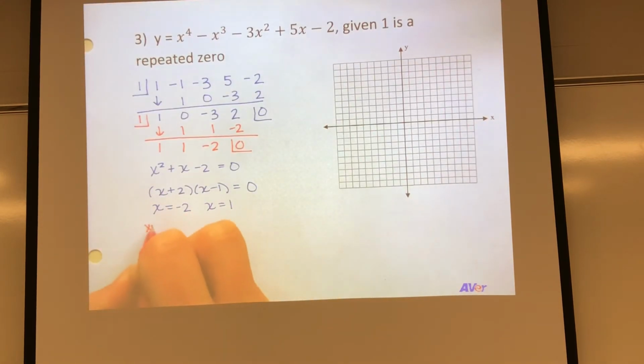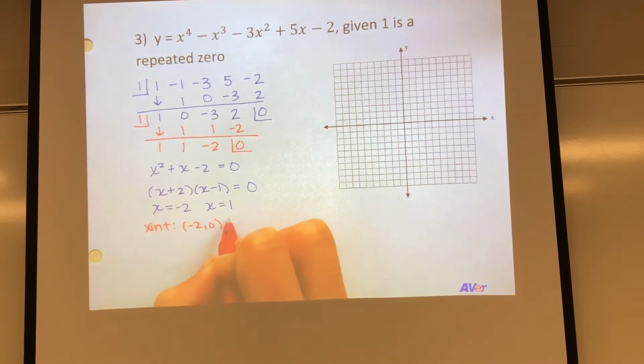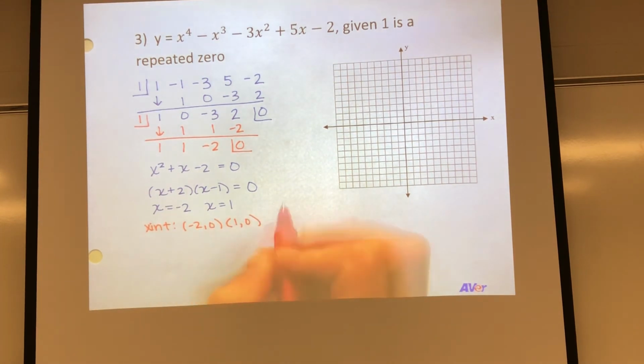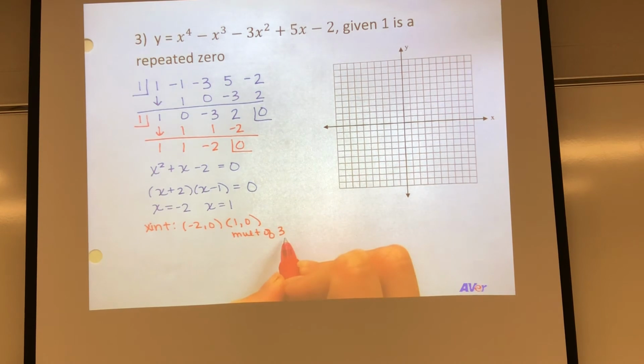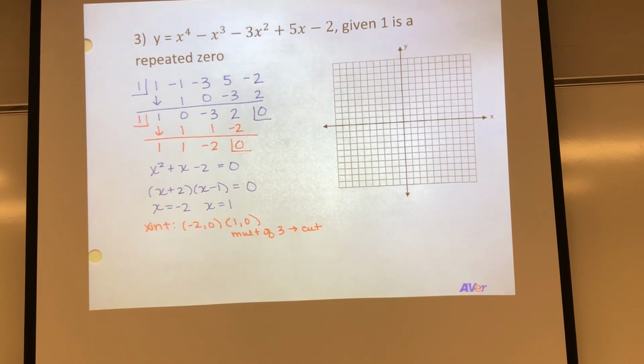So when we state our x-intercepts, we're going to have -2, 0, but we're also going to have a 1, 0. It showed up 3 times, so that's a multiplicity of 3. When it has an odd multiplicity, it cuts through. So it doesn't bounce like on the last one, it just cuts through the line. All right, then our y-intercept, much easier to find. Just put 0 in for all of those x's, and we end up with our constant of -2.